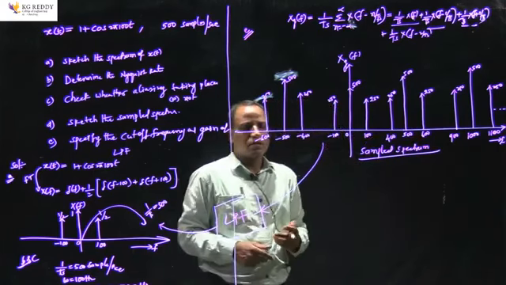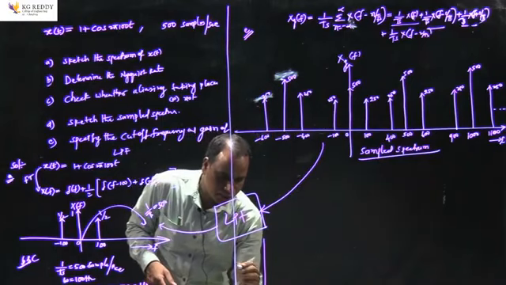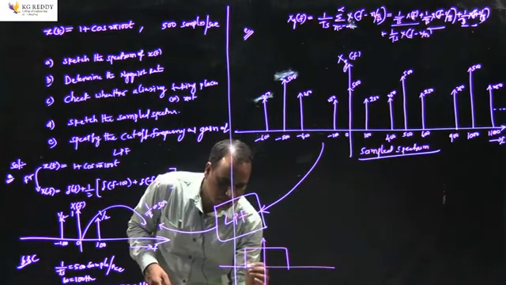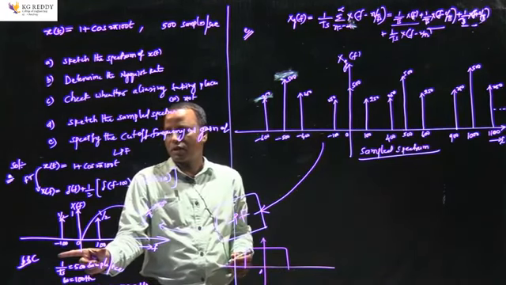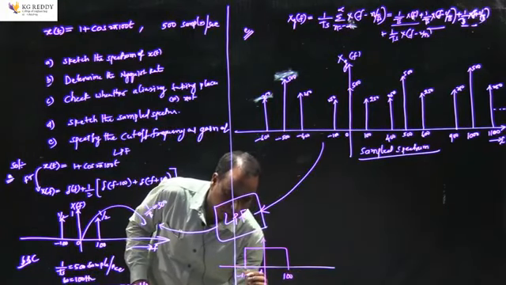So that's the reason we have to design a cutoff frequency. We need to design a low pass filter with a cutoff frequency of 100, because the maximum cutoff frequency for this particular signal is 100, and this is 100 and this is minus 100.